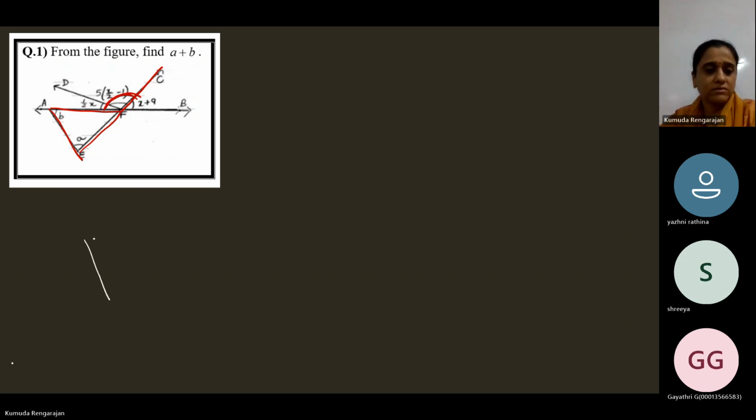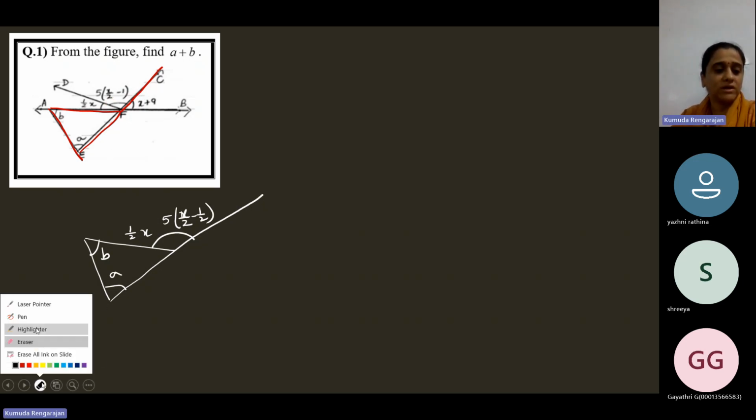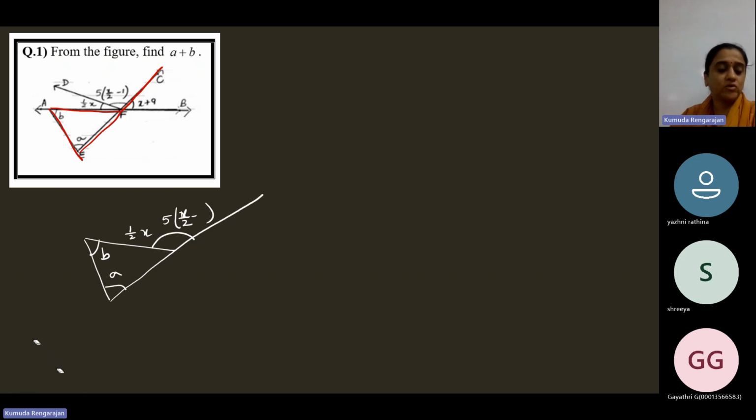Here, A here, B here, and this is the exterior angle, which is made up of half x and 5 into x by 2 minus 1. Okay, it was not clear to me. x by 2 minus 1. Correct? Now, all of you should understand this.